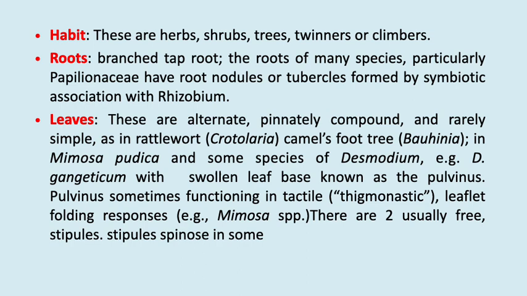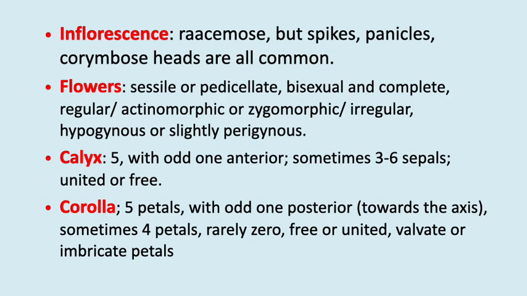There are two usually free stipules. Stipules are spinose in some and foliose in some. An example of spinose is Acacia and an example of foliose is Pisum sativum. Inflorescence varies from racemose, but spikes, panicles and corymbose heads are also common.